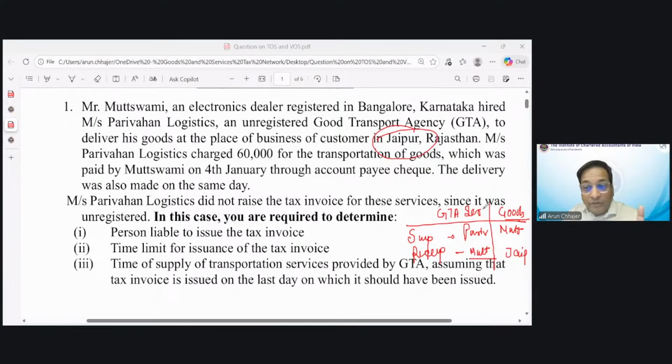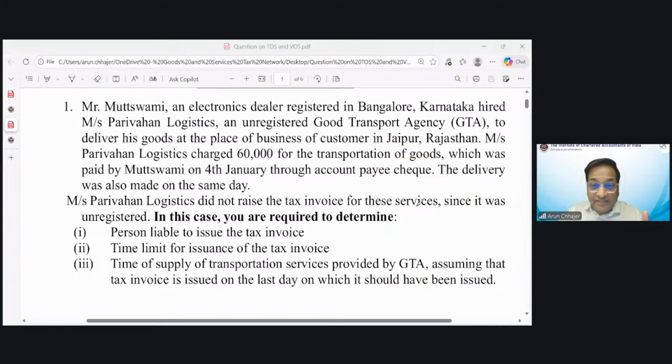Currently, we are talking about this part. So I think it is clear to all. One participant has written that supplier is Muthuswamy. Okay, but we are talking about GTA service. Who is the supplier? This particular Parivahan Logistics is the supplier. And the recipient is Muthuswamy.